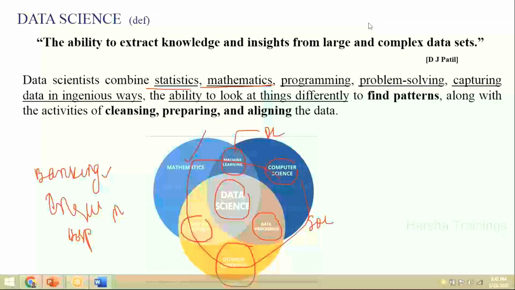Now, any queries in this slide? Hello. Sir, programming, I mean, how much depth do we need to learn for this program?